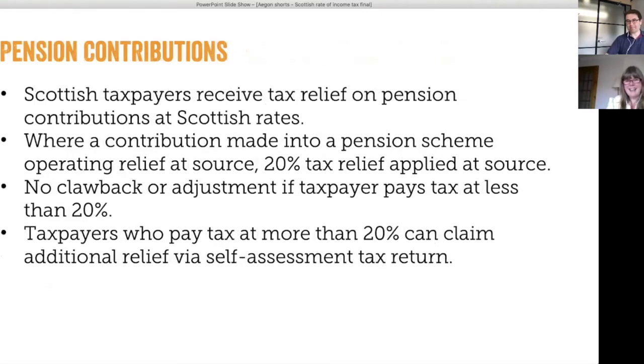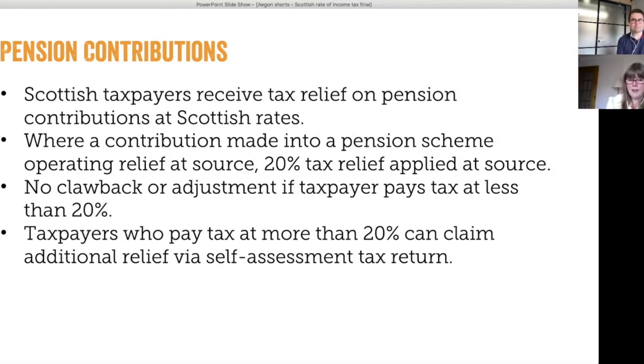Right, let's move on to the one that I see most questions about, and that's pension contributions. That's right. So really, the basic premise here is that Scottish taxpayers receive tax relief on pension contributions at Scottish rates of income tax. So if a contribution is made into a pension scheme that operates tax relief at source, then the scheme administrators will apply 20% tax relief at source. So that gets applied automatically.